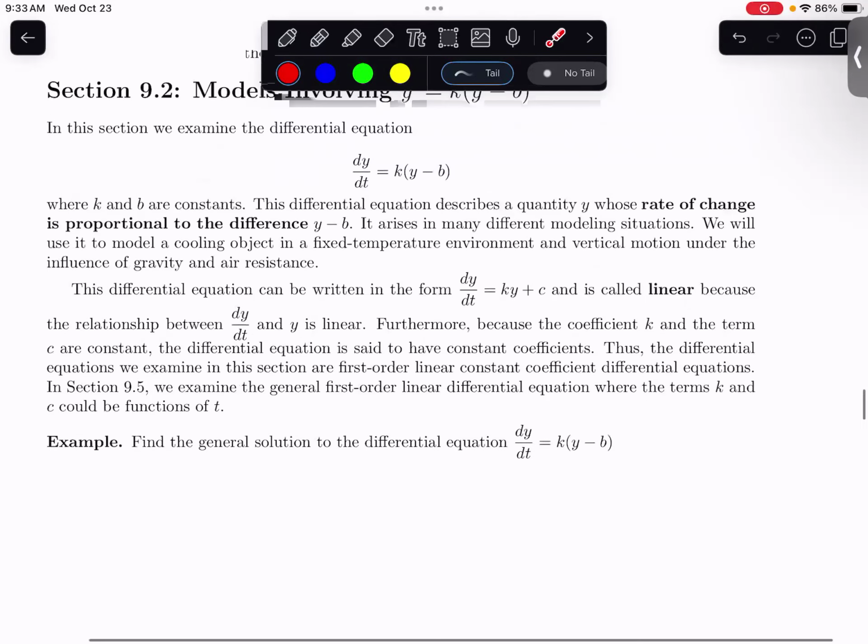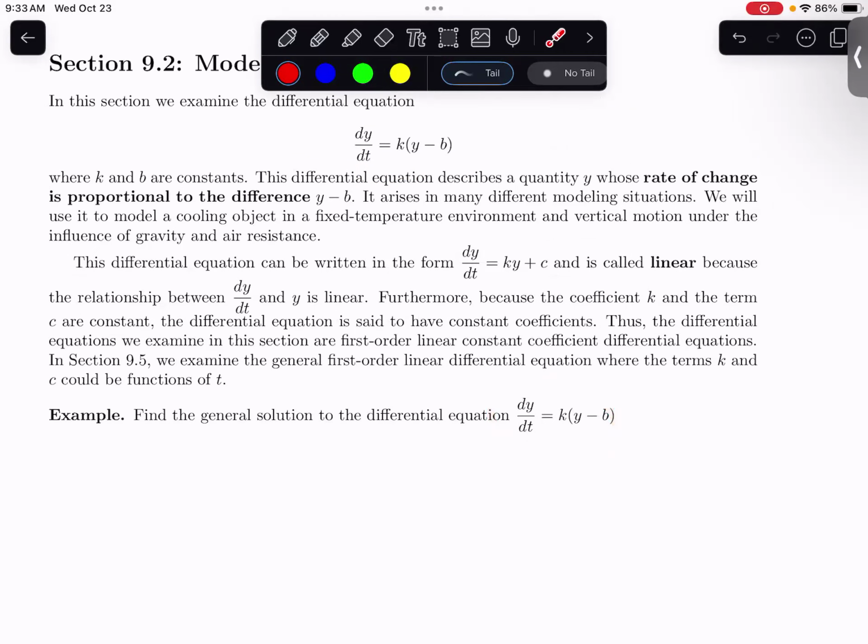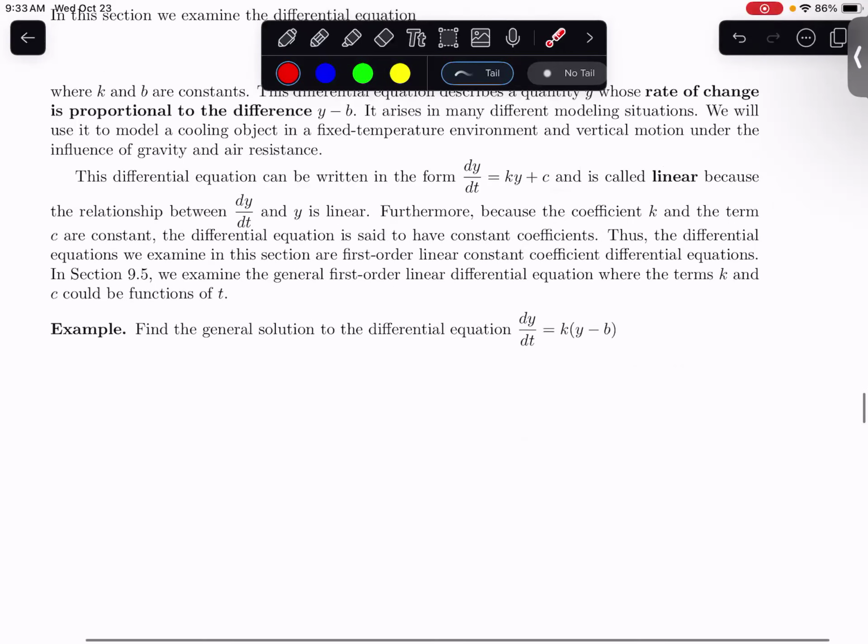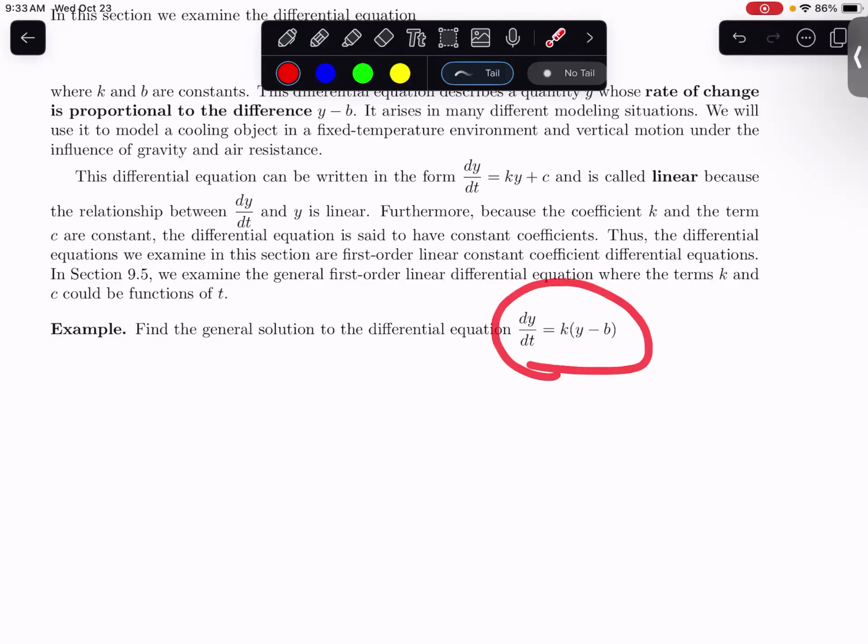And so if we're given these differential equations, the main thing we're interested in is solving them. And so that's what it wants you to do for the next example. It wants you to find the general solution to the following differential equation. So we have dy dt is equal to k times y minus b.